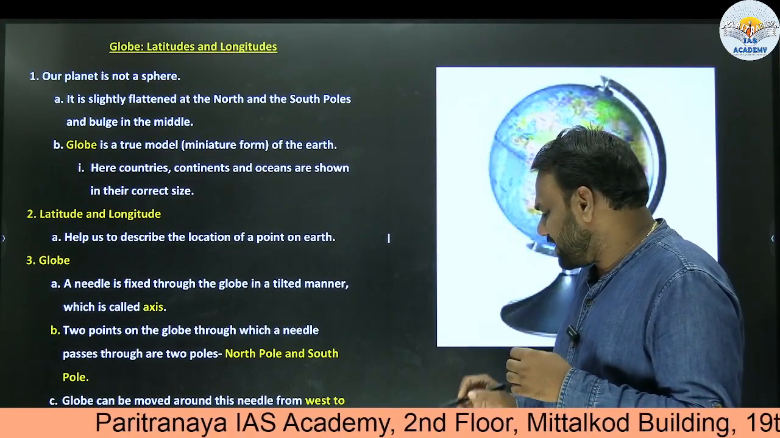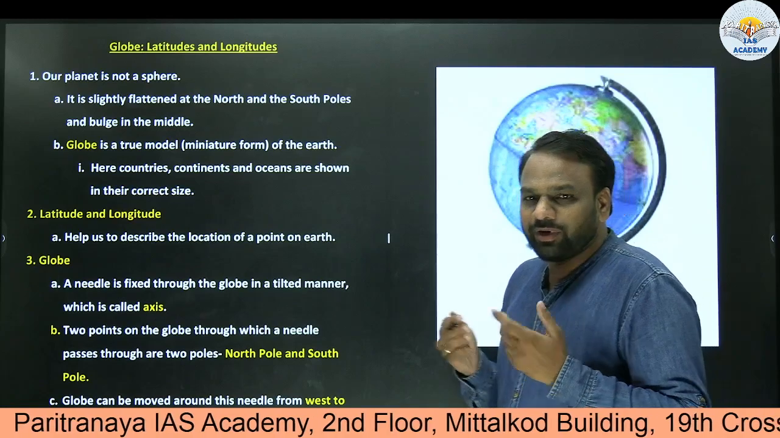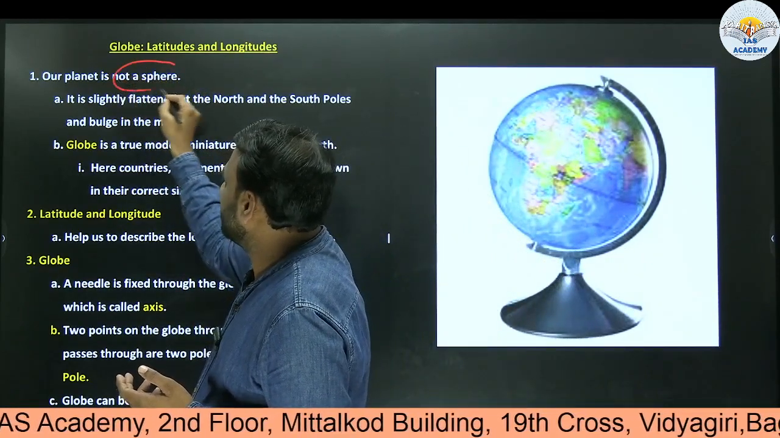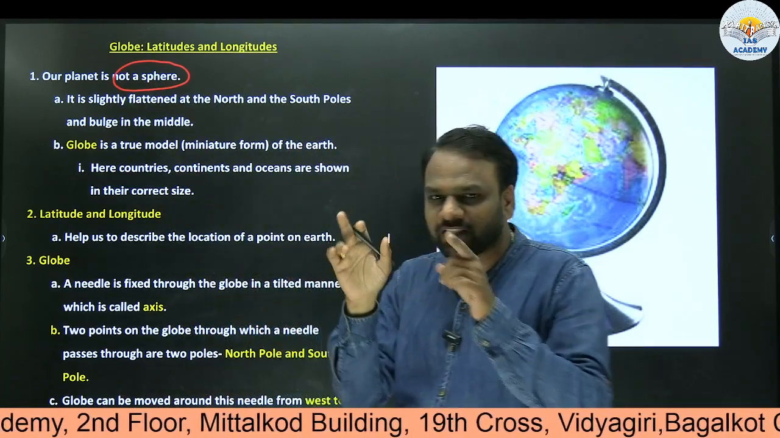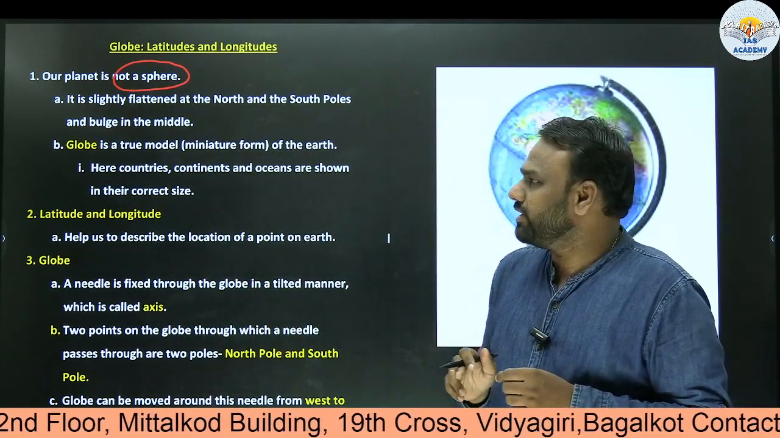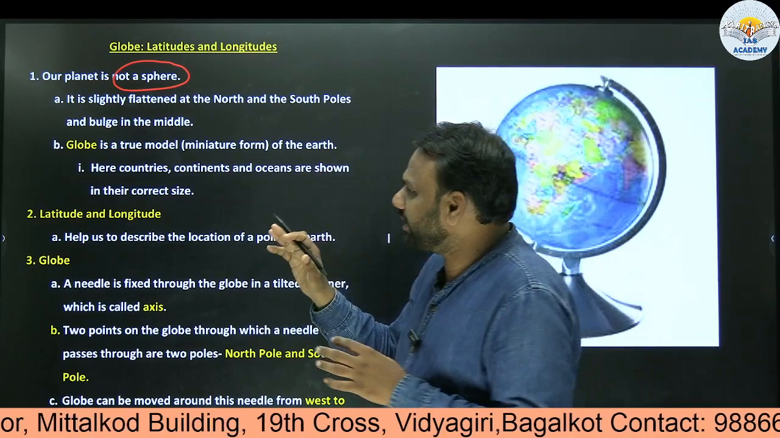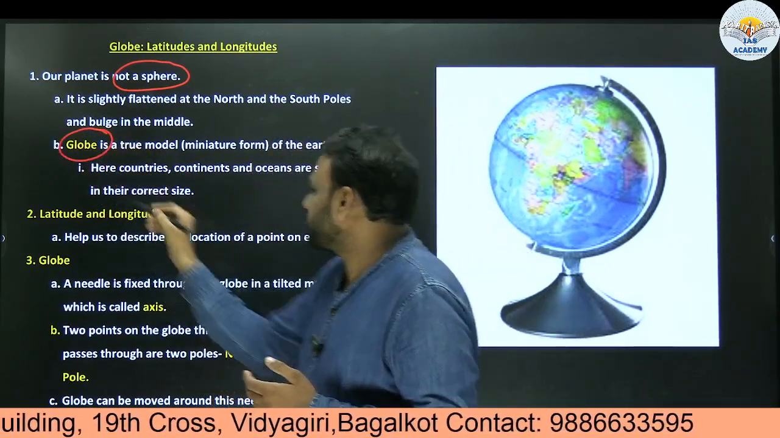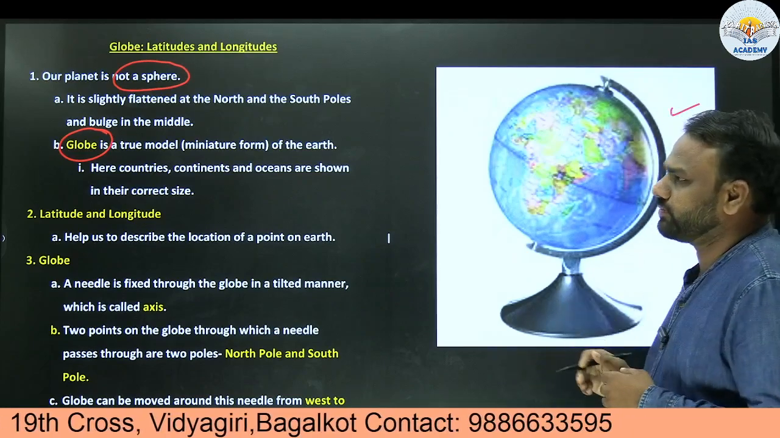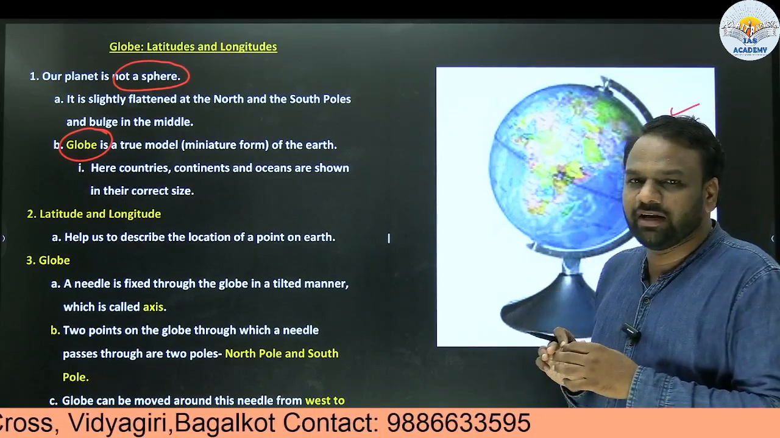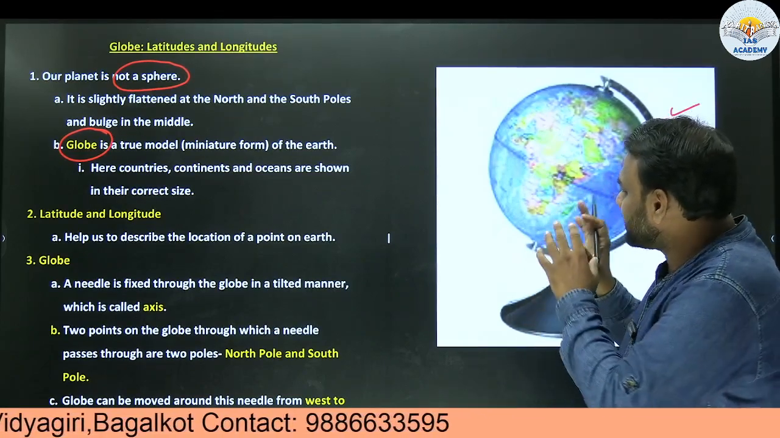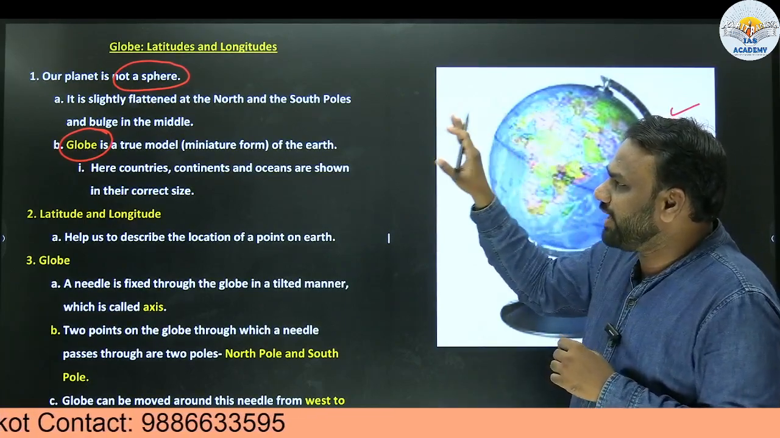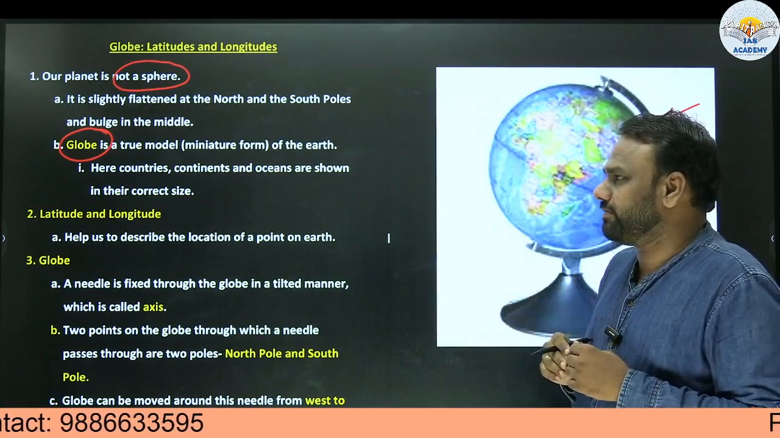In order to understand our Earth, what kind of shape does Earth have? Our planet is not a sphere. Most of us have an understanding that Earth is like a sphere, but it is not a sphere. If you look here, the perfect model in order to learn about Earth is the globe. So here we have shown a globe. If we look at the globe, more or less Earth is like this. With the help of this, understanding of latitudes and longitudes will become easier.